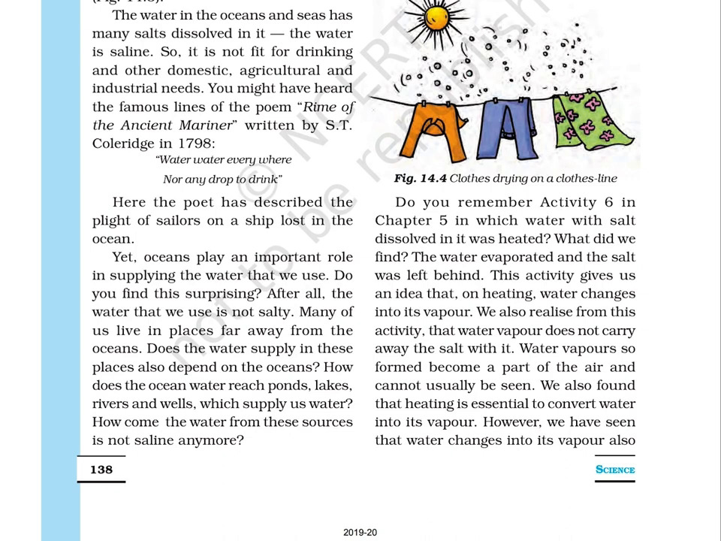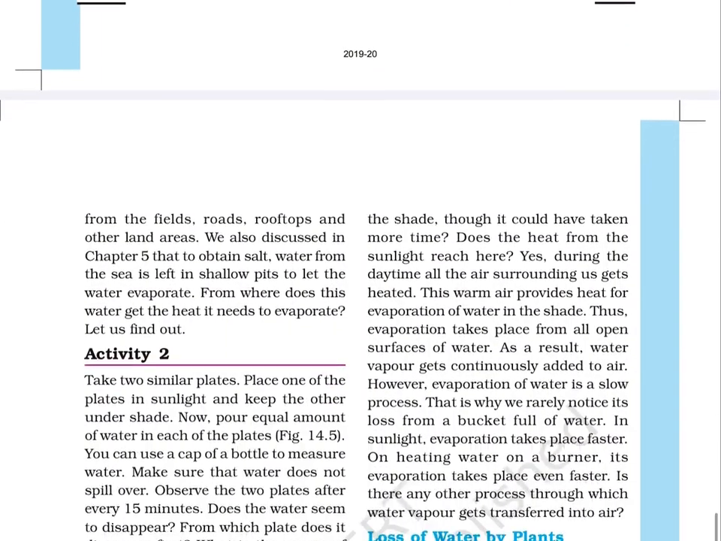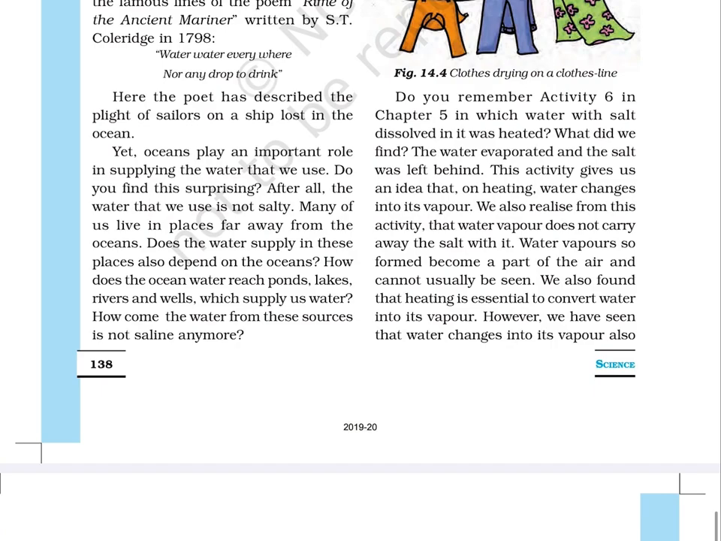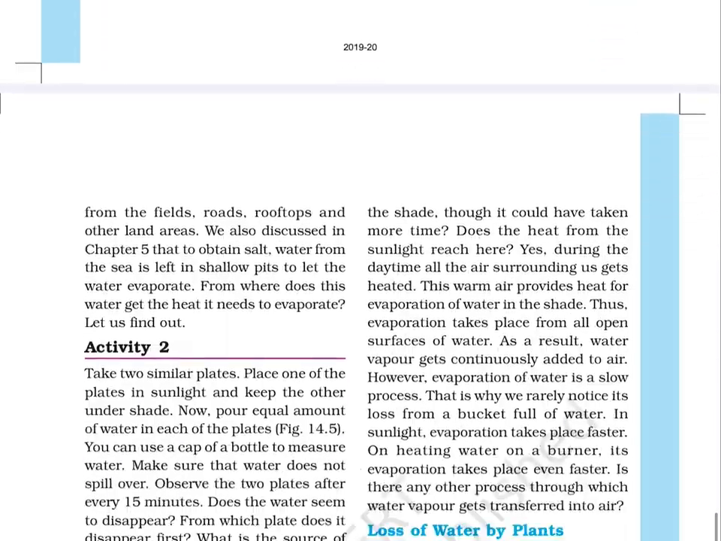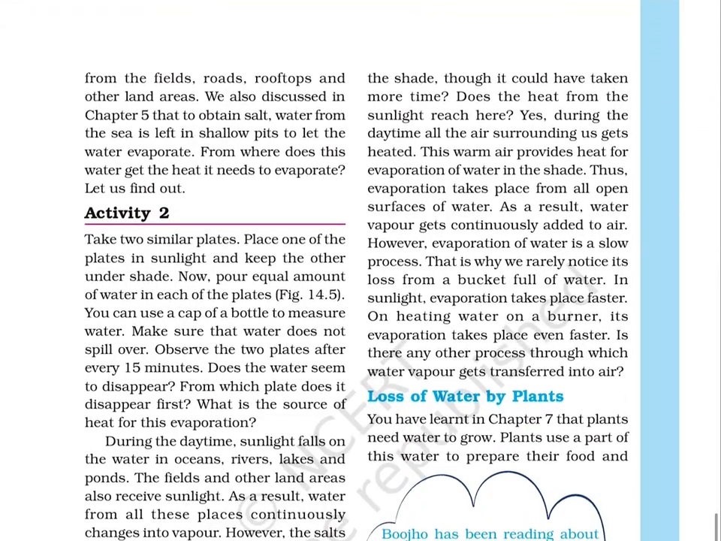However, we have seen that water changes into its vapor also from the fields, roads, rooftops and other land areas. Figure 14.4 shows clothes drying on a clothes line. Page 139. We also discussed in chapter 5 that to obtain salt, water from the sea is left in shallow pits to let the water evaporate. From where does this water get the heat it needs to evaporate?